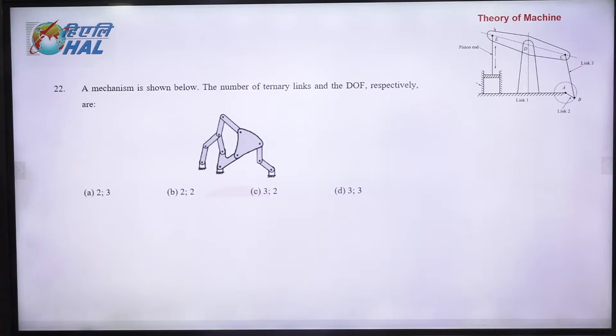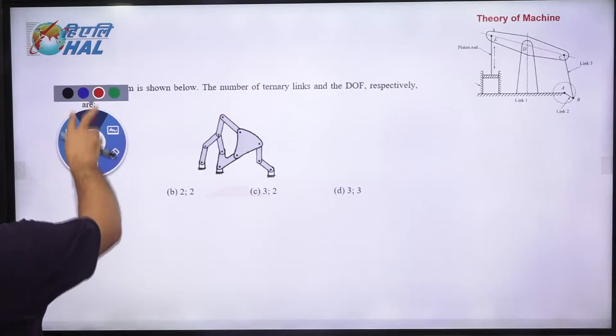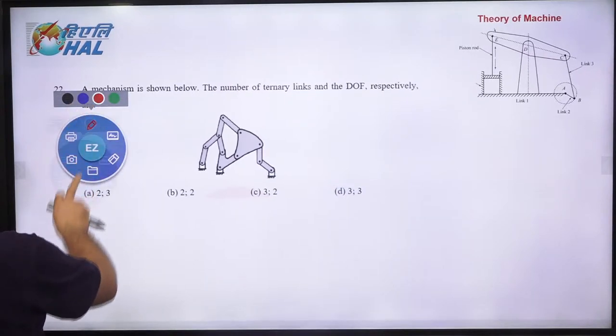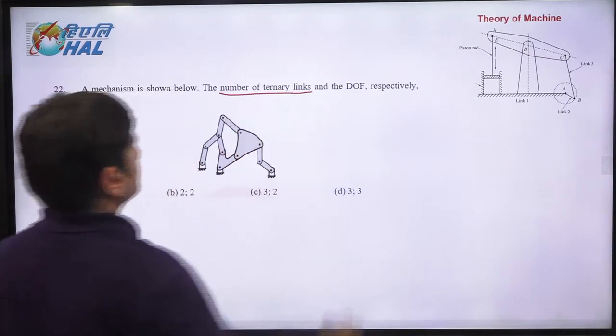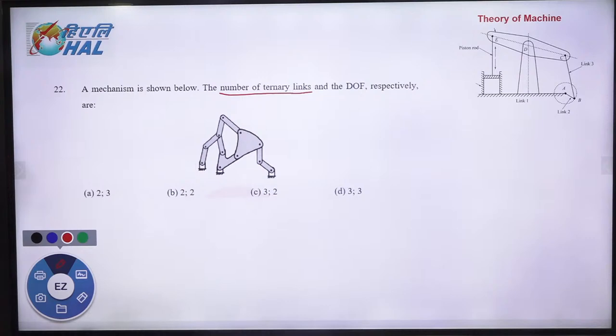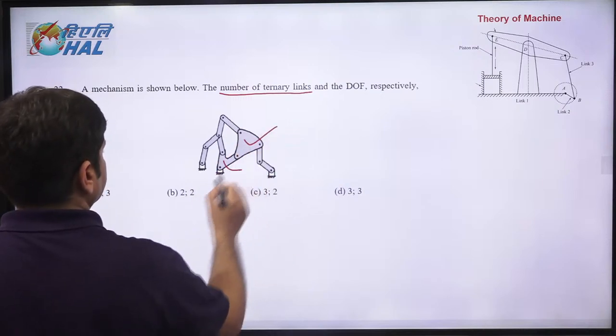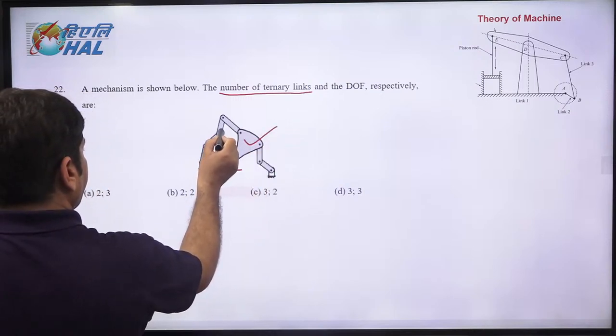Make this diagram. How many links do you see? And how many ternary links are there? First, you tell me how many ternary links can you see in this? One is this, another is this. Can you find this also?